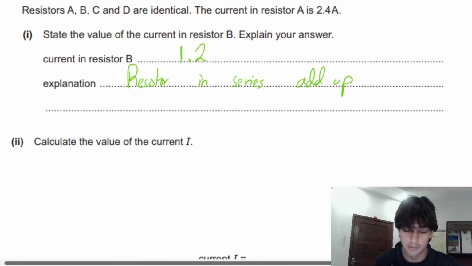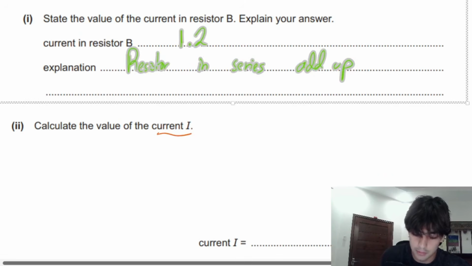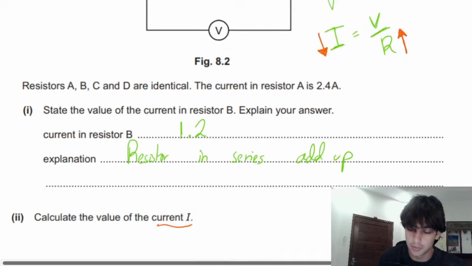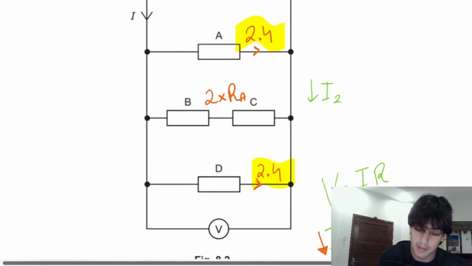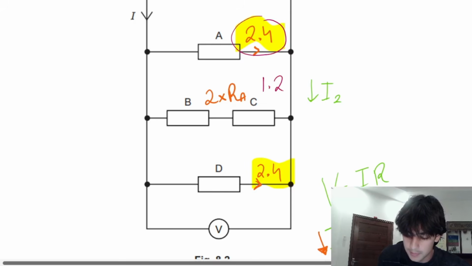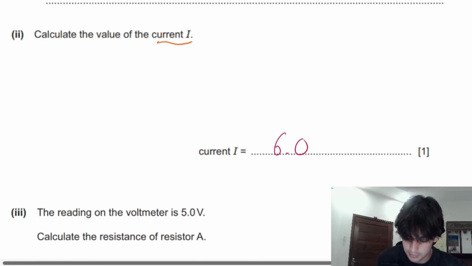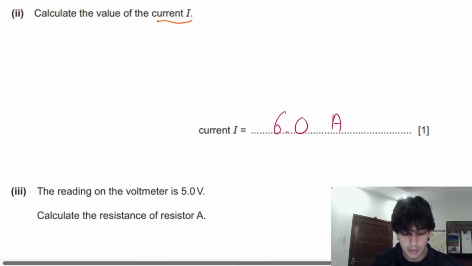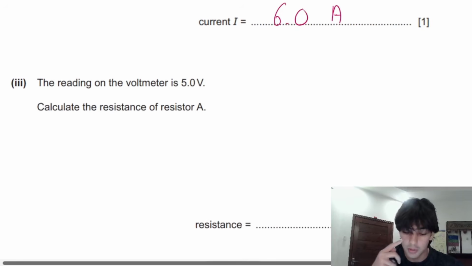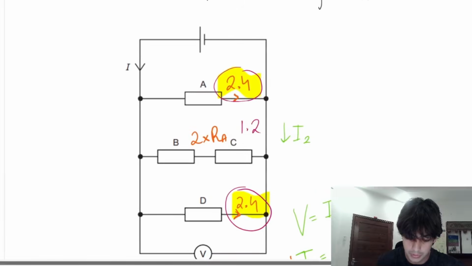Now that we have the current in resistor B, we can easily find the value of I next, because we know that the original I split into different branches. So it's going to be 2.4 plus 1.2 amps plus 2.4, which should amount to 6. So the answer over here is going to be 6.0 amps. Don't forget the units. The reading on the voltmeter is 5. Calculate the resistance of resistor A.